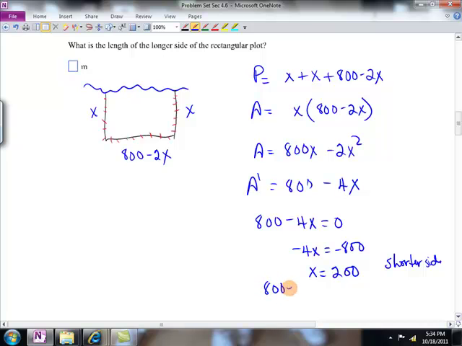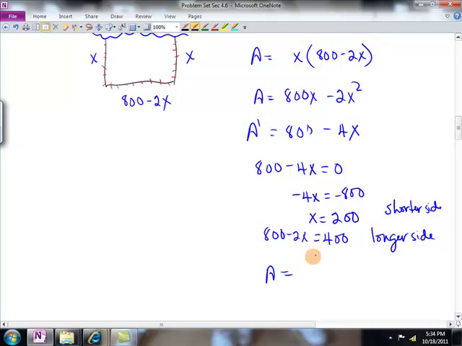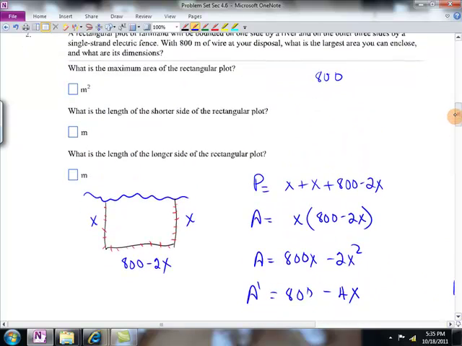And 800 minus 2x will be 400, which is the longer side. And the area is 400 times 200. So we would have 80,000. So I think that's everything it asked for. Let's look. Maximum area, so that'll be the 80,000, and the shorter was 200, and the longer was 400. Okay?